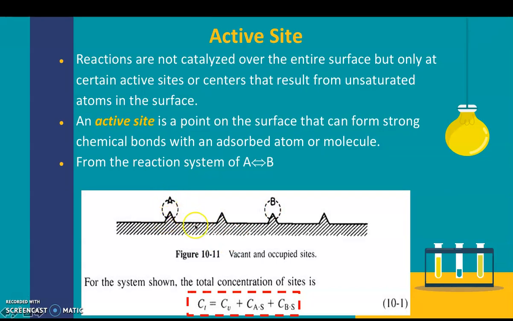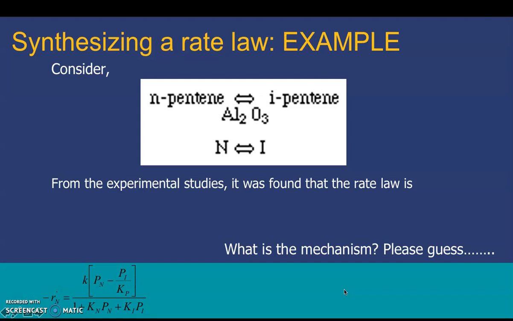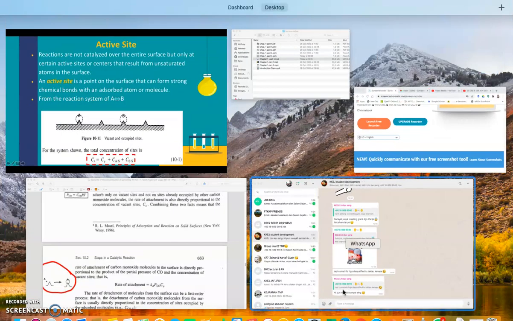If you look here, CT stands for the total catalyst active sites. You can see there is a vacant site, and these are occupied sites, occupied by A and occupied by B. So CV stands for vacant. The total concentration of active sites is CV plus CA dot S plus CB dot S. If you have C here, it will be plus CC dot S.